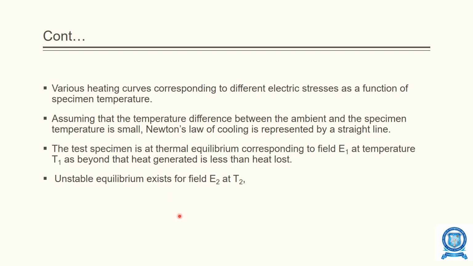Various heating curves correspond to different electric stress as a function of specimen temperature. Assuming that the temperature difference between the ambient and the specimen temperature is small, Newton's law of cooling is represented by the straight line. The test specimen is at thermal equilibrium corresponding to field E1 at temperature T1, as beyond this the heat generated is less than the heat lost. Unstable equilibrium exists for a field E2 at a temperature T2.